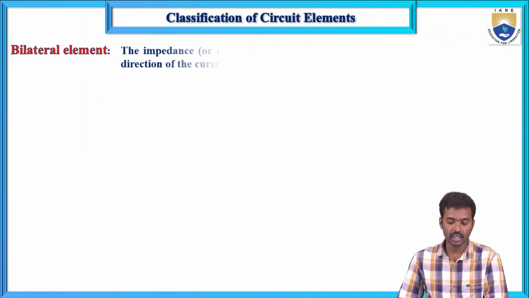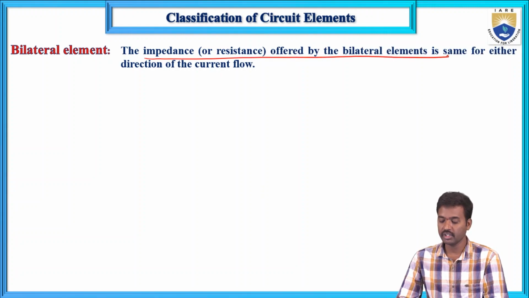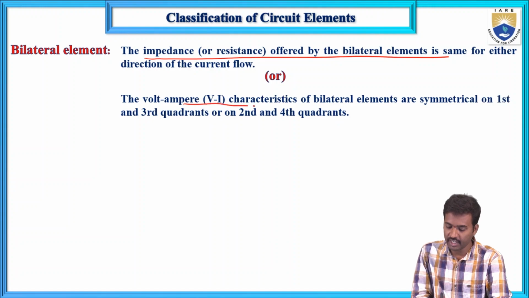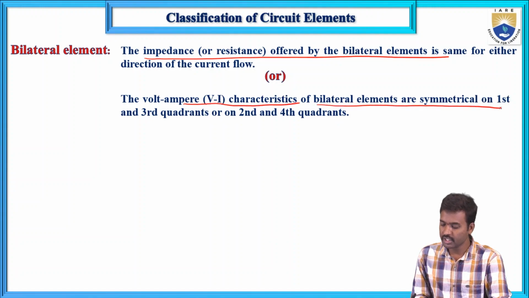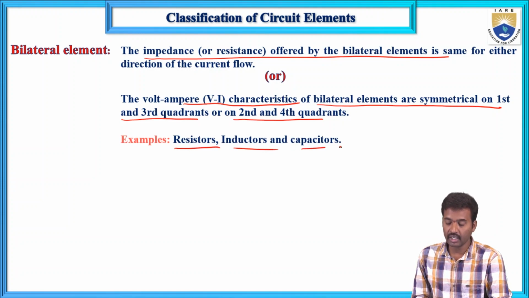Bilateral element means the impedance offered by bilateral elements is the same in either direction of current. So current flows in both directions, and the impedance offered by such elements is the same. Now see the definition: voltage-current characteristics of bilateral elements are symmetrical in the first and third quadrants, and in the second and fourth quadrants. Examples are resistors, inductors and capacitors.